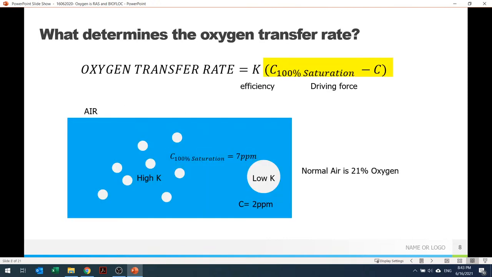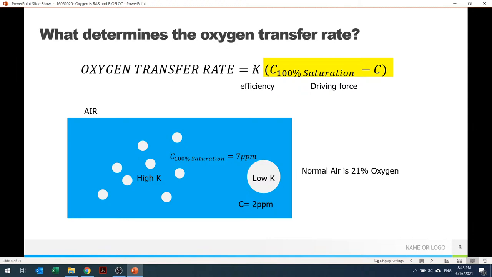Okay, so when we look at oxygen transfer or aeration capabilities, we look at two terms. The first term, we define as the oxygen transfer rate, okay? The oxygen transfer rate is how efficiently the oxygen is transferring from the air bubble into the water, okay? And it's a function of two terms.